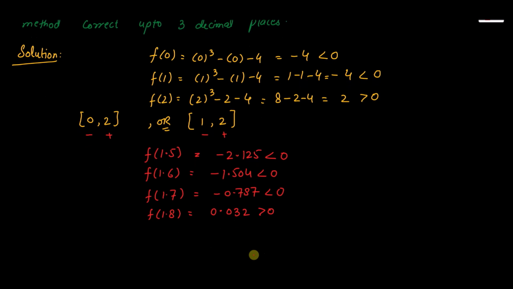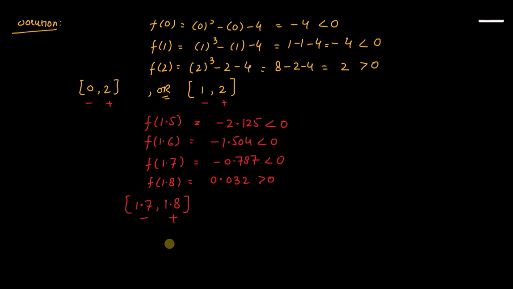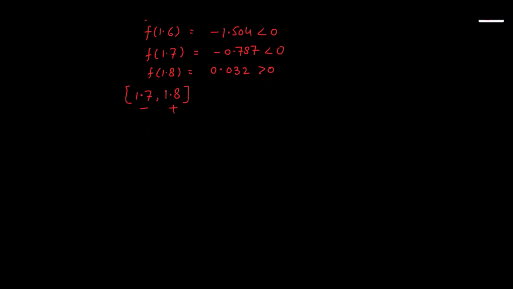So for the solution of this question, I am choosing the interval 1.7 and 1.8. On 1.7, I am getting a negative value, and on 1.8, I am getting a positive value. The reason for choosing this interval is that its size is very small, and if we choose a very small interval, the number of iterations will be reduced. So for solving this question, I am using this interval in order to proceed. Let's apply the bisection method.